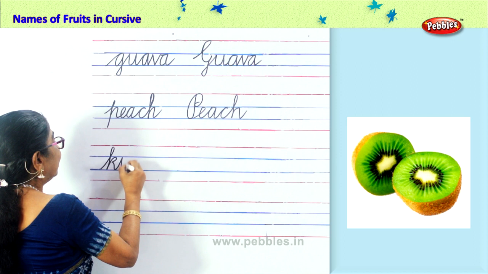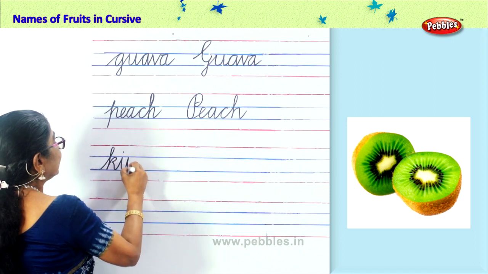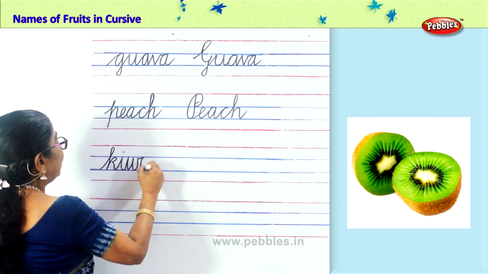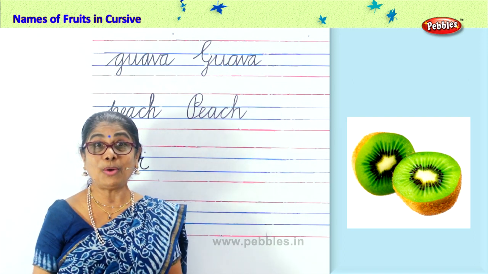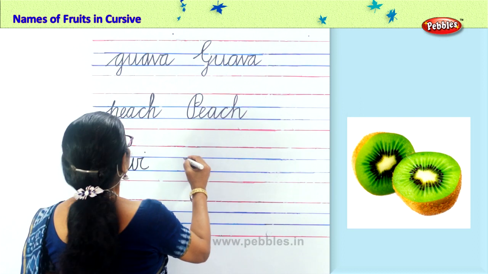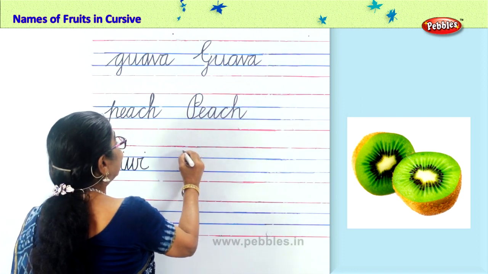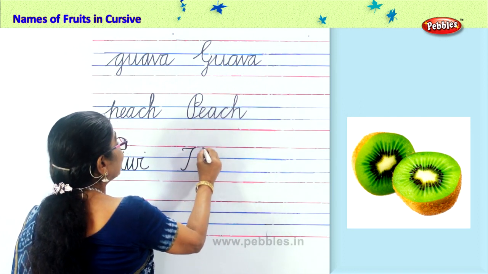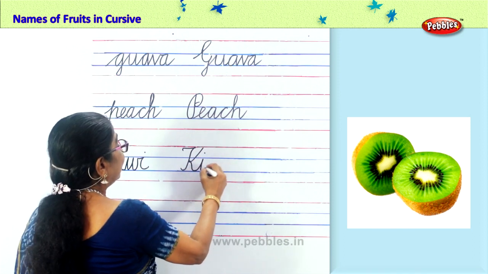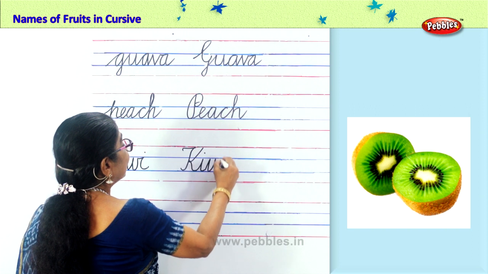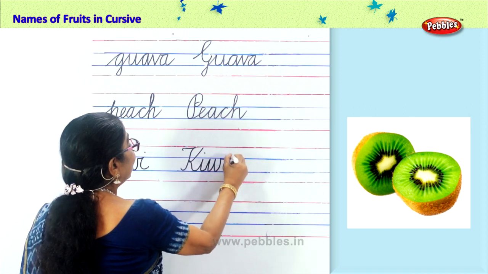K, I, W, I. Kiwi. It's nice green inside and brown outside. Let's write the K capital. K, I, W, I.